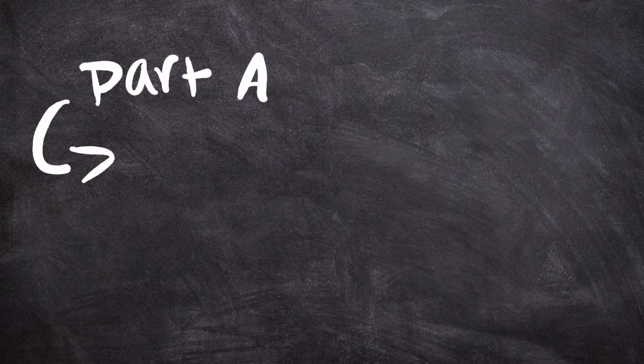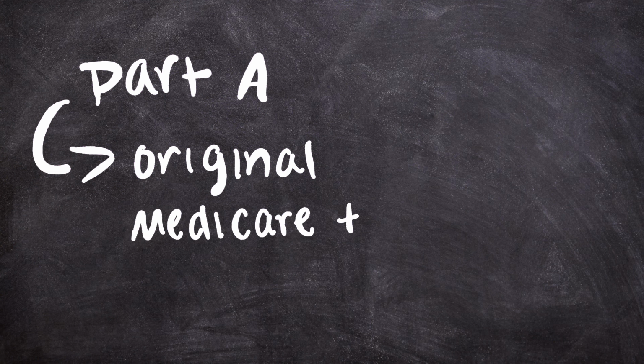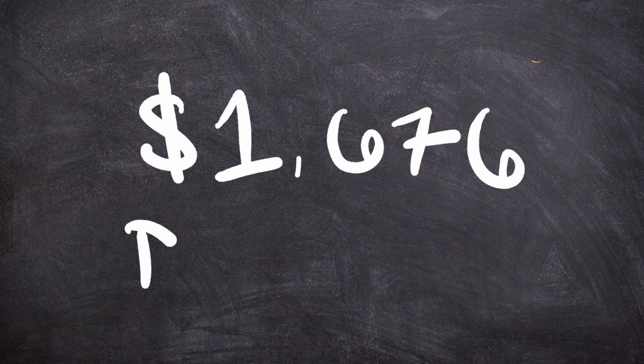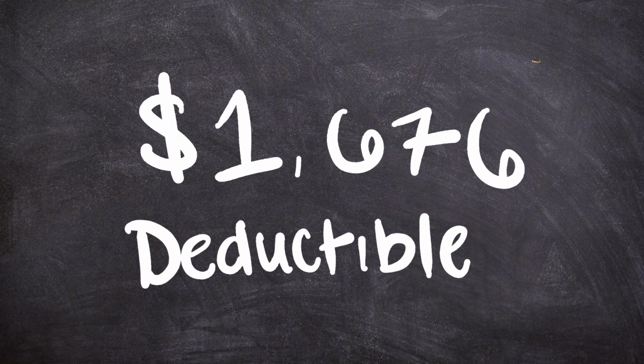Let's clarify Medicare Parts A, B, C, D, and G. Starting with Medicare Part A. Medicare Part A is part of Original Medicare. Part A covers hospitalization specifically. For Medicare Part A, you have a $1,676 deductible.